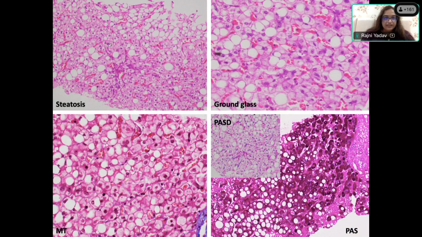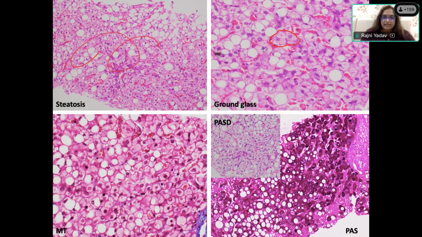Another case, this is also a child. Again, you have got these steatotic hepatocytes. But see, other than the steatotic hepatocytes, just look at these. In these hepatocytes, the cytoplasm is diffusely granular and it is looking like finely ground glass.